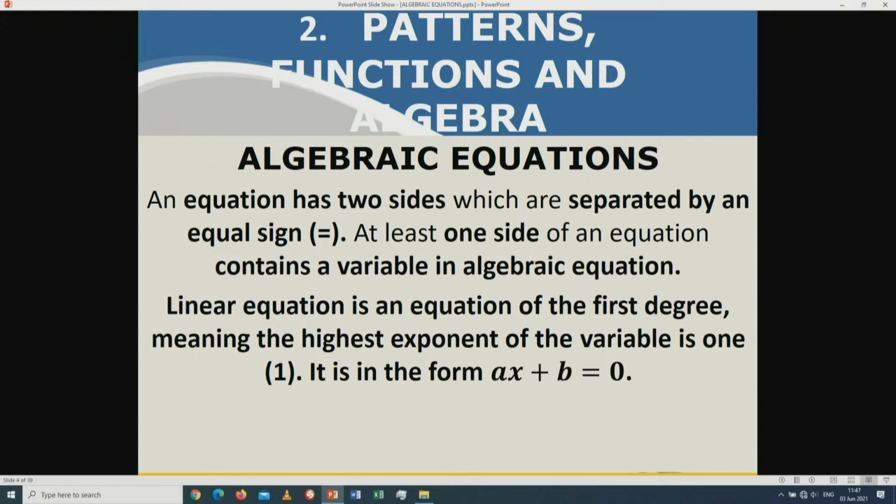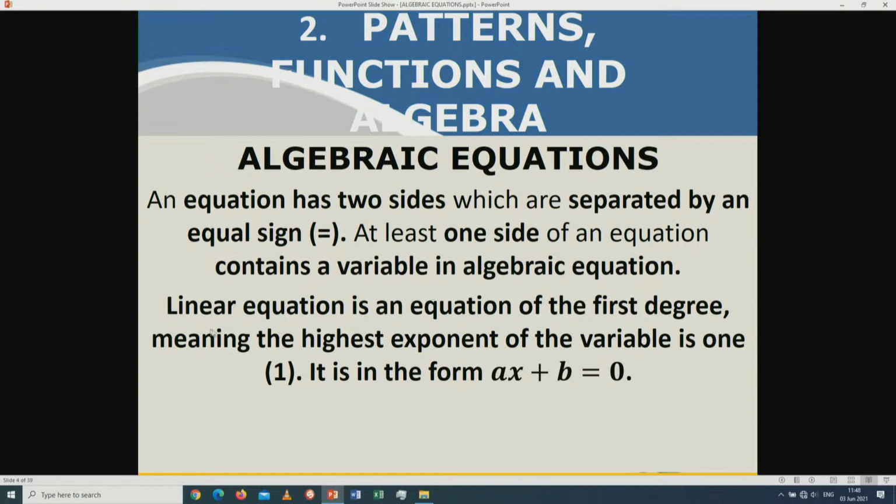The algebraic equations are part of the content area patterns, functions, and algebra. Right. Now, for algebraic equations, the explanation first: an equation has two sides which are separated by an equal sign. In other words, the equation has the left-hand side and the right-hand side. At least one side of an equation contains a variable in algebraic equations. At least one of them. In other words, we can have a variable on both sides.